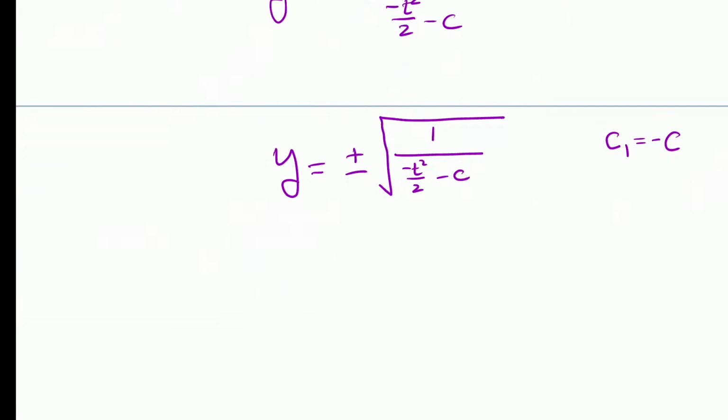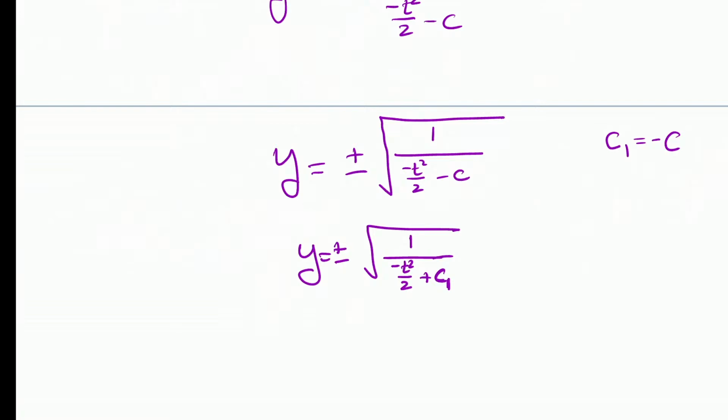Whatever. In which case, that other person might write this: 1 over negative t squared over 2 plus c1. There may be good logical reasons for doing this, but I'm only doing this to point out that I can rename my constant as much as I want, as long as I keep it constant. So here, negative c, whatever c was, let's just rename it. C1 is the negative of whatever c was. And then I can write this.